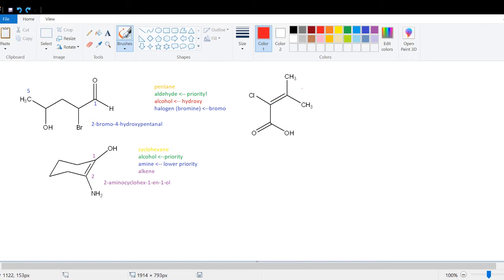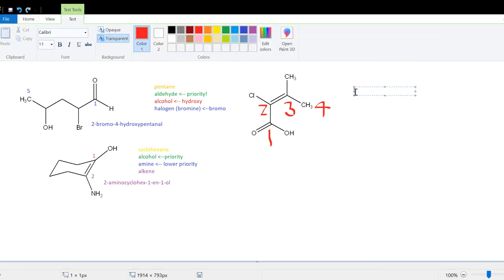So that means we need to number the chain, longest possible chain, right? And we want the highest priority group, in this case the carboxylic acid, it's the very top of our list, to be number 1, 2, 3, and it doesn't matter if I pick the carbon on top or the carbon on the bottom to be number 4, it would be the same thing. So I've got 1, 2, 3, and 4. That means we're looking at a butane of some sort.